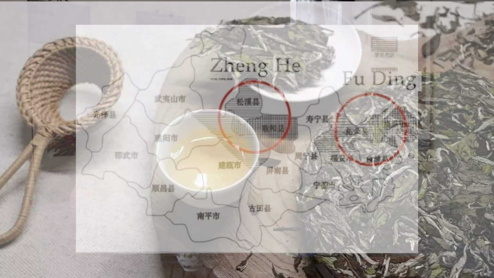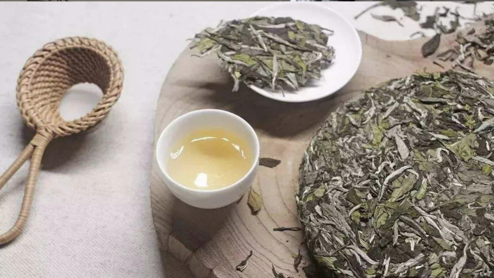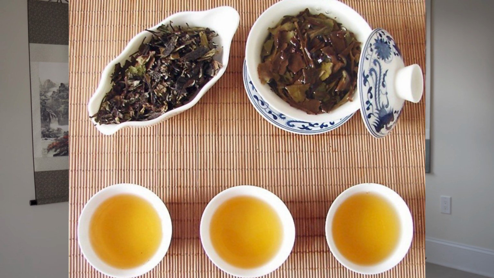The Fuding is gonna be a bit more vegetal, green, crisp, light, right? And the Zhenghe is gonna be a bit more fruity, sappy, sweet, sugary. They're gonna look a lot more similar than either one of those does to Yunnan white tea, because these are just like neighboring counties in Fujian, essentially. But all of those white teas I just mentioned are really worth trying. Again, I love white tea.